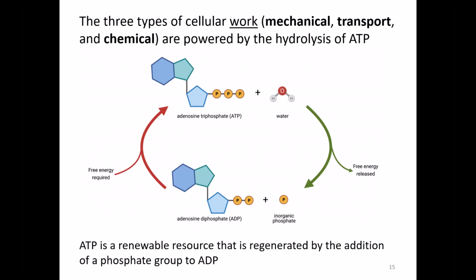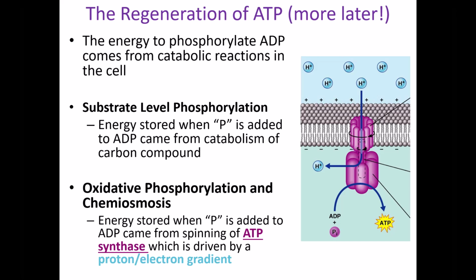So the hydrolysis of ATP, again, is when we add a water in and break apart a phosphate group from ATP. So we get ADP and a free phosphate group, and energy is released. We can rebuild that ATP by adding energy in and linking another phosphate group to the ADP, so we get an ATP, or adenosine triphosphate. We'll talk more specifically about the regeneration of ATP a bit later, but basically ATP is a renewable resource, and the energy to rebuild that ATP comes from catabolic reactions in the cell.